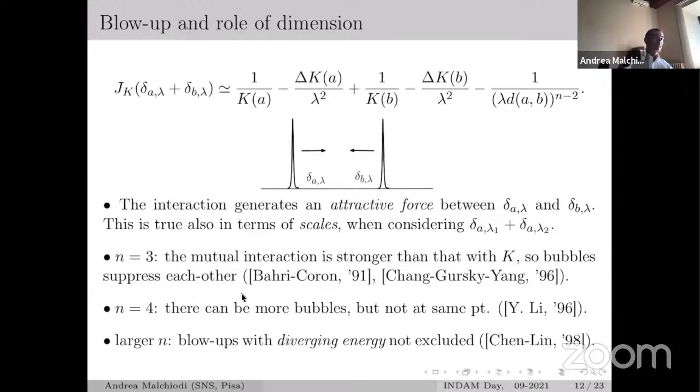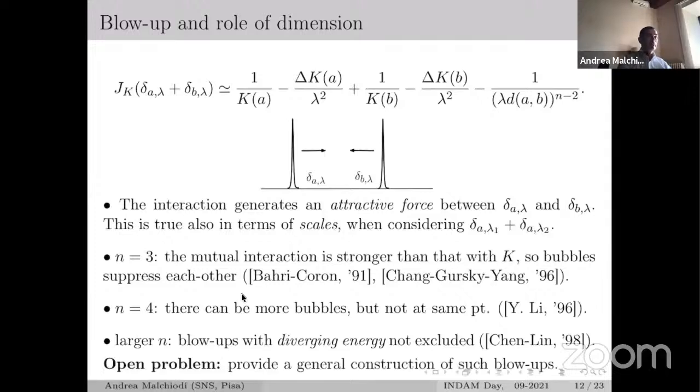This is somehow the so-called bubble towering phenomenon, and Andrea, for example, is an expert in this. Chen and Lin proved that they cannot exclude blow-ups of this kind. But for this specific problem, the prescribed curvature problem, it would be interesting to find the general construction of such blow-ups, when you lower the exponent a bit.